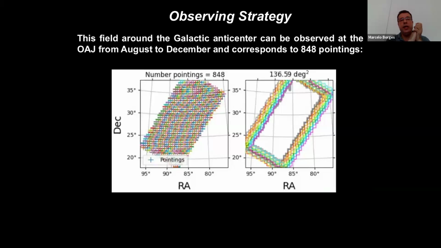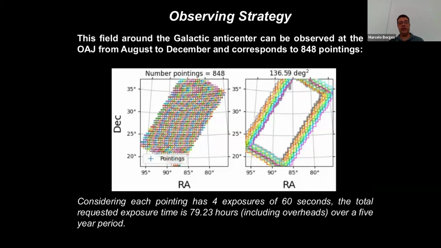So based on that, we checked and saw that the region that we want to observe can be seen at the OAJ from August to December. This region corresponds to 840 pointings. Considering that each pointing has 4 exposures of 60 seconds, the total requested exposure time is around 80 hours over a 5-year period. And this includes the overhead, okay? So we believe that is a proposal that's not so expensive in terms of time.